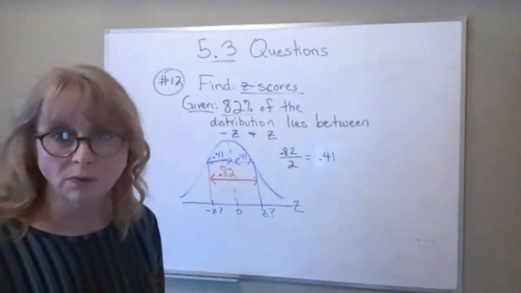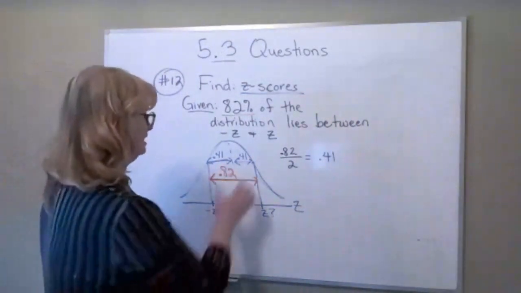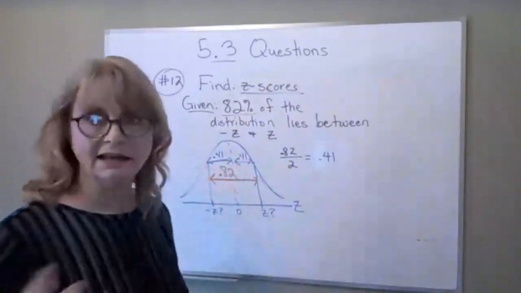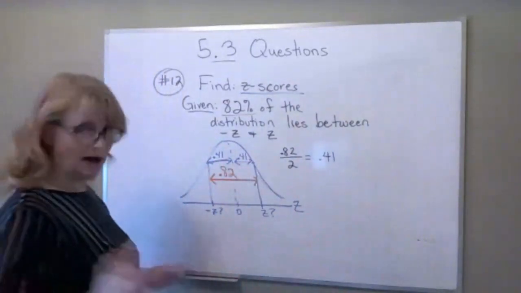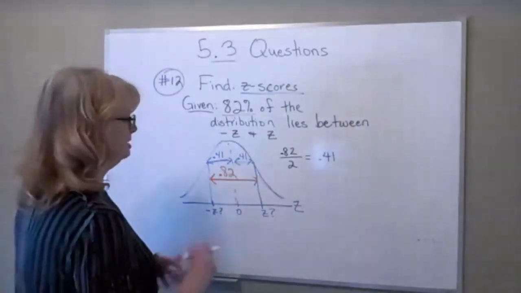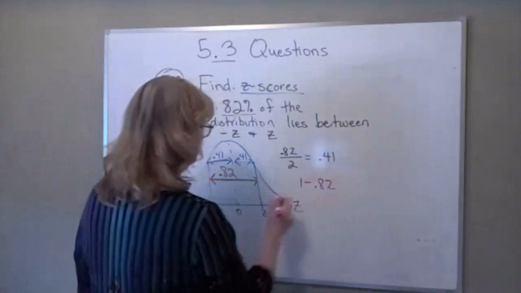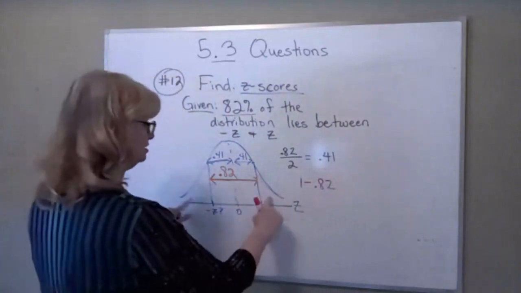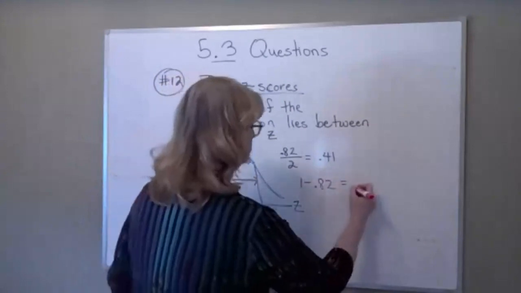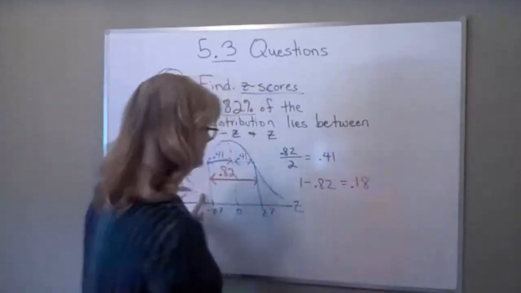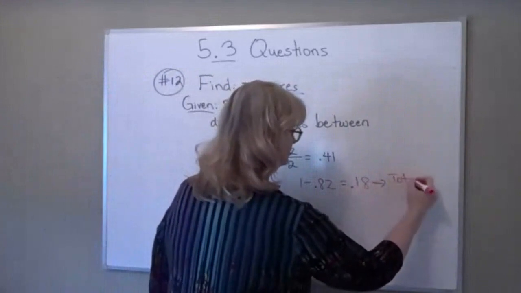Okay, so wait. We divided the 0.82 by 2. That gives us this area and this area. And now what would you do? You could subtract 0.82 from 1. Okay, that's another thing we could do. If we do 1 minus 0.82, it's going to give us the total of these two areas. So that's going to be 0.18. That gives you the total of the two tails.